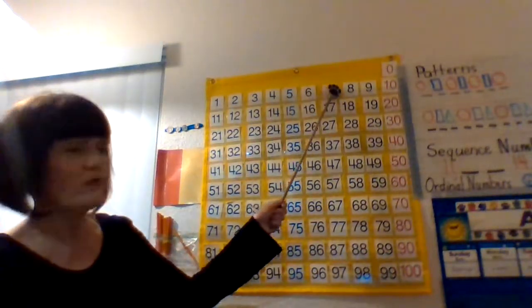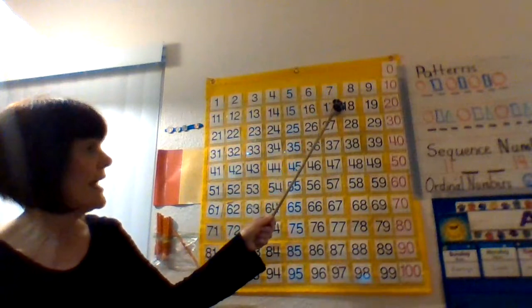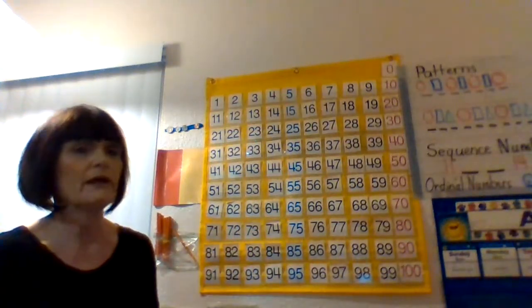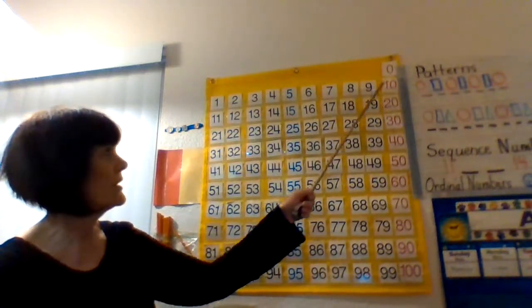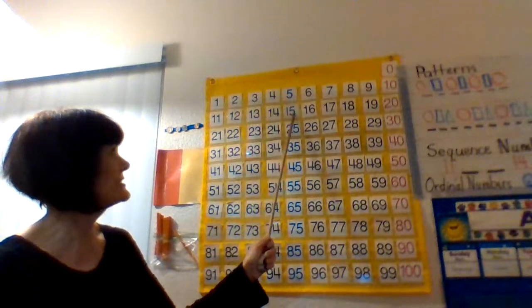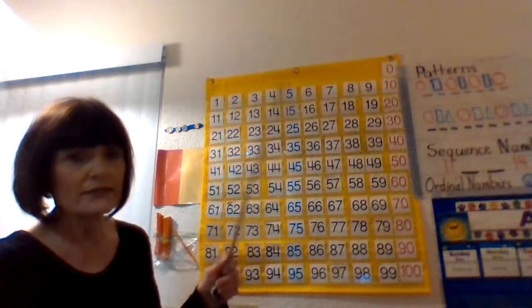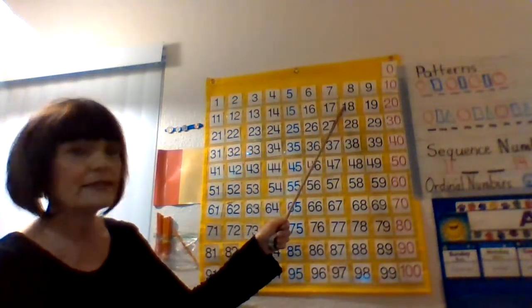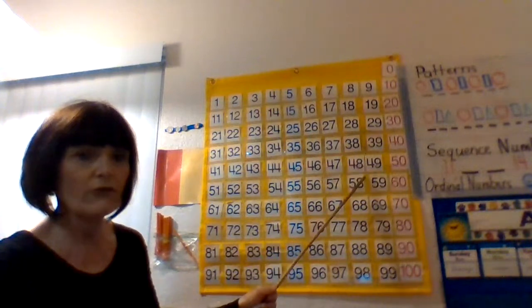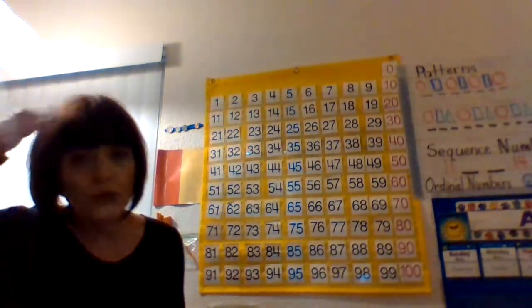We could start on the 8 row and we could go 8, 18, 20. Well, but wait a minute. Am I sure that's really 10 in between those numbers? Let's count and see. 1, 2, 3, 4, 5, 6, 7, 8, 9, 10. You were right. So let's do it. Here we go. 8, 18, 28, 38, 48, 58, 68, 78, 88, 98, 108, 118. Whew. That is a lot of counting. Good job, friends.